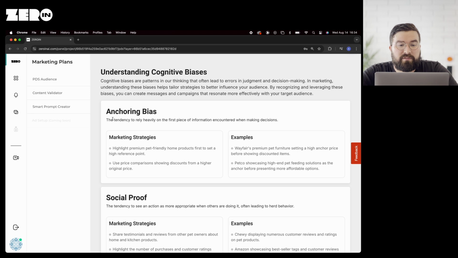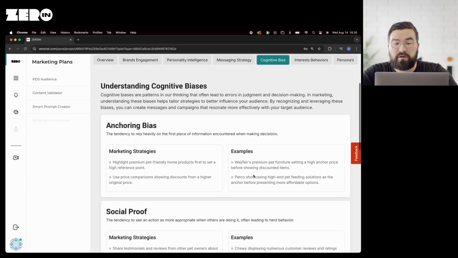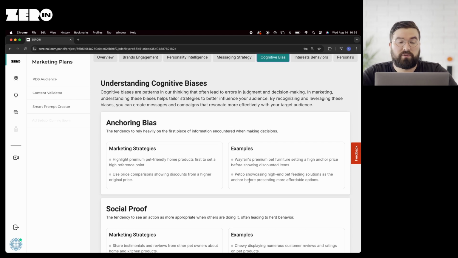With anchoring bias, it's saying that it's the tendency to rely on the first piece of information encountered when making decisions. So you really want to get to your message fast. Marketing strategies here are: highlight premium pet-friendly home products first, set a high reference point, and use price comparisons showing discounts from a higher original price. Some examples of this are Wayfair's premium pet furniture that sells at a high anchor price before showing discounted items. With Petco, they showcase high-end feeding solutions as an anchor before they present some affordable options.